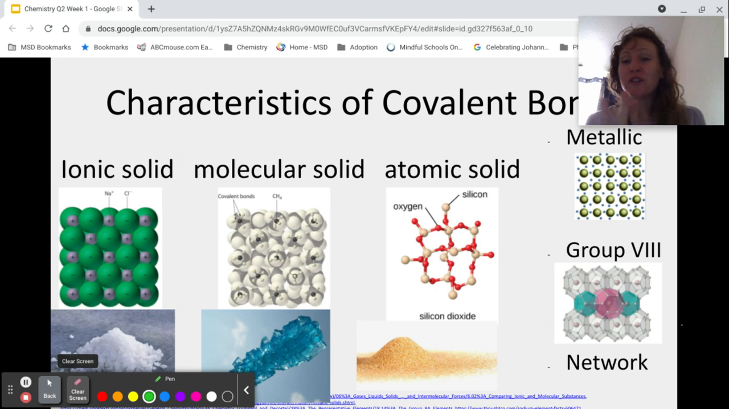Okay, so that's kind of your overview on covalent compounds. Next, we're going to talk about a little bit more about what that bonding looks like in covalent compounds.